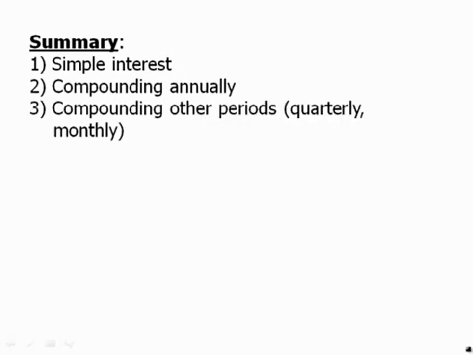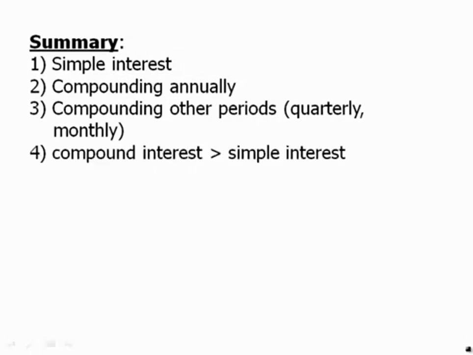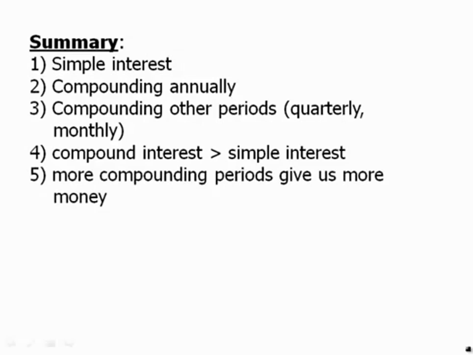In summary, we talked about simple interest, not very realistic, not likely to appear by itself, but an excellent approximation tool. We talked about compounding annually. Then we talked about compounding other periods, quarterly and monthly. One big idea is that compound interest always pays more than simple interest. That's a really important idea. That's important especially when you're using the simple interest approximation. And also it's important to know that more compounding periods give us more money.